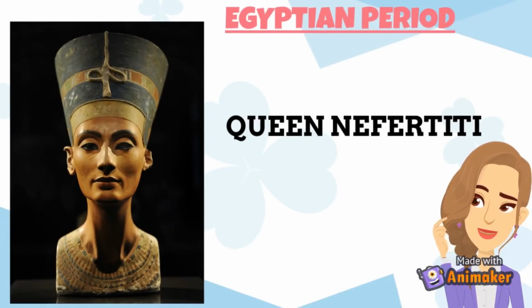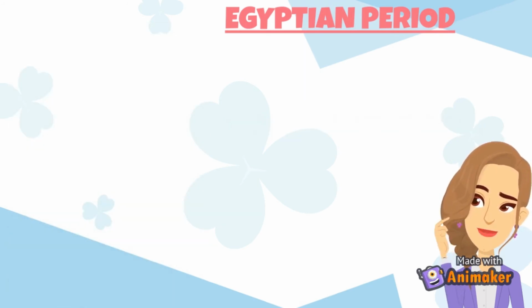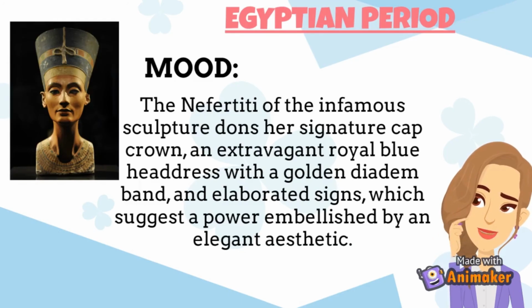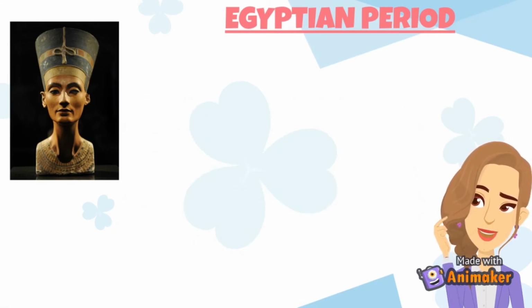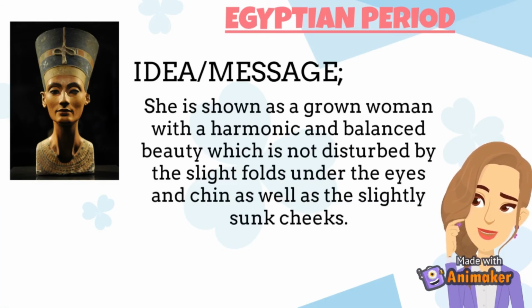Let us now proceed to the Egyptian period. In this period, we have a featured art which is the Queen Nefertiti. She was a queen of the 18th dynasty of ancient Egypt. For the mood, the Nefertiti of the infamous sculpture dons her signature cap crown, an extravagant royal blue headdress with a golden diadem band and elaborated designs, which suggests a power embellished by an elegant aesthetic.